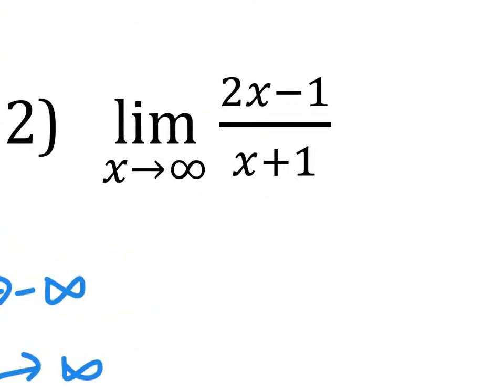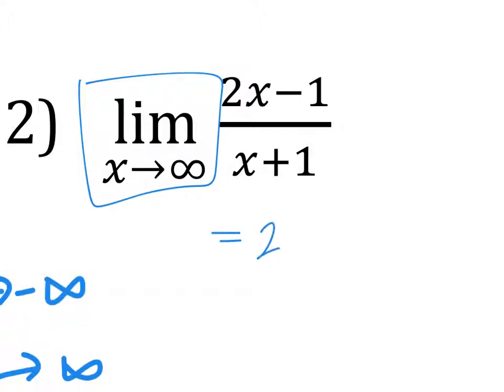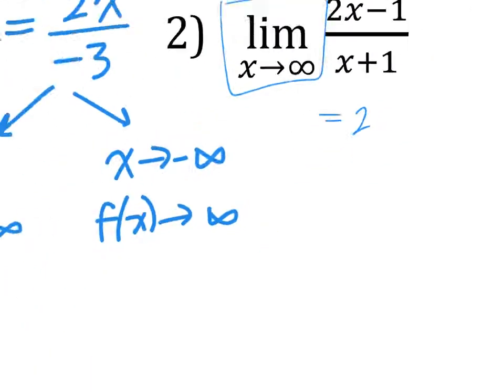Number 2. If you're seeing this, you're plugging in infinity, that's fine. But the fastest way, whenever you see that, is a question of what is the horizontal asymptote. Okay, so the answer is what? 2. Okay, 2. All right, next.